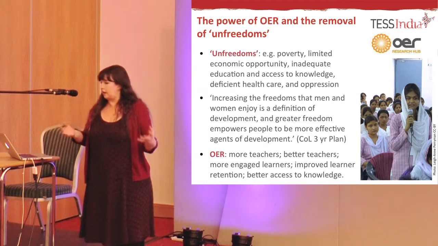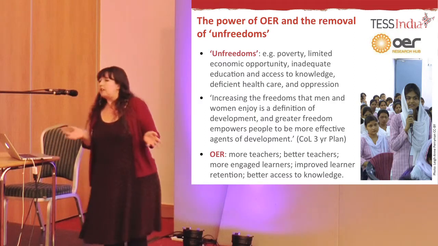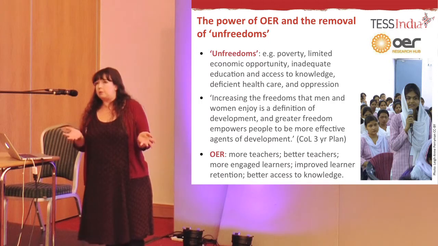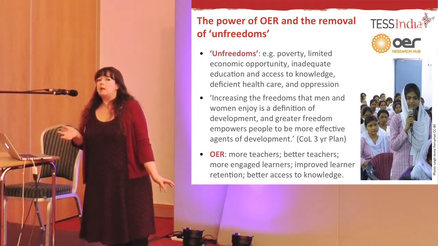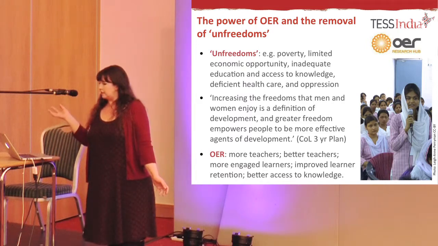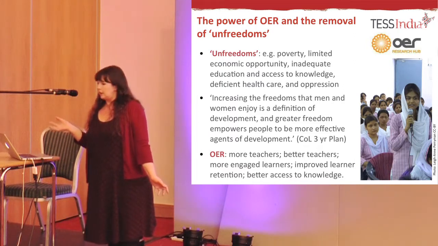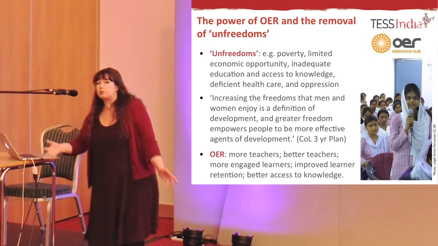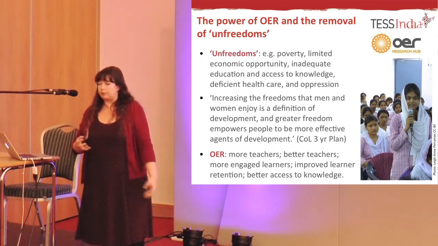And these unfreedoms can include poverty, limited economic opportunity, inadequate education, and inadequate access to knowledge, and deficient healthcare and oppression. Now, the Commonwealth of Learning's three-year plan addresses unfreedoms and their role in development when it says that increasing the freedoms that men and women enjoy is a definition of development, and greater freedom empowers people to be more effective agents of development. So it's not only personal freedom, it's freedom to keep the development chain of motion rolling.